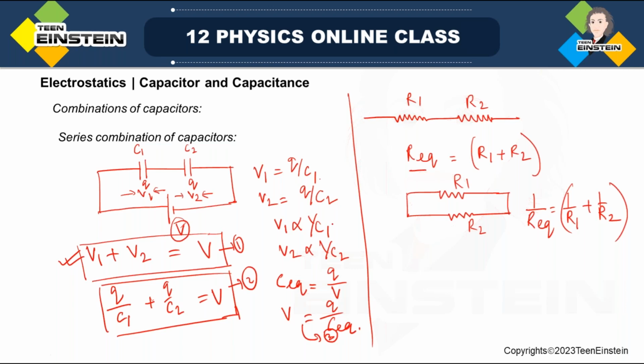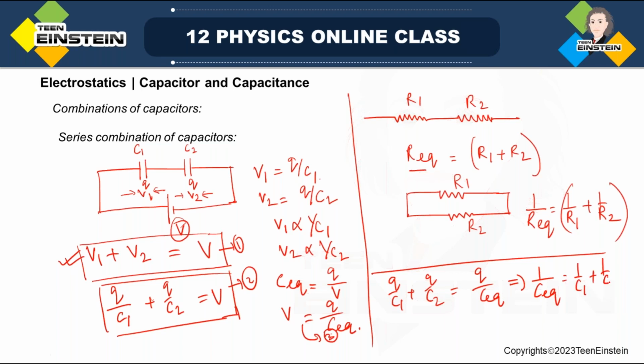Now from equation number 2 and 3, what can I write? I can write Q by C1 plus Q by C2 is equal to Q by C equivalent, or I can write this as 1 by C equivalent is equal to 1 by C1 plus 1 by C2. So this is the equivalent capacitance for a series combination of capacitors.